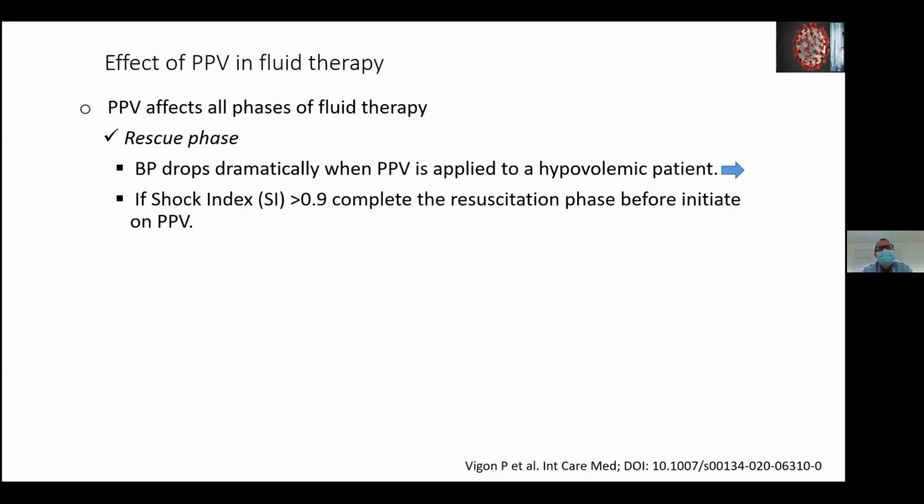Then the now important topic, because most of those patients we put on positive pressure ventilation, either non-invasive or invasive ventilation. And positive pressure ventilation can affect all phases of fluid therapy. In the rescue phase, the BP can drop dramatically when positive pressure ventilation is applied in a hypovolemic patient. That is very important, and we will see why.